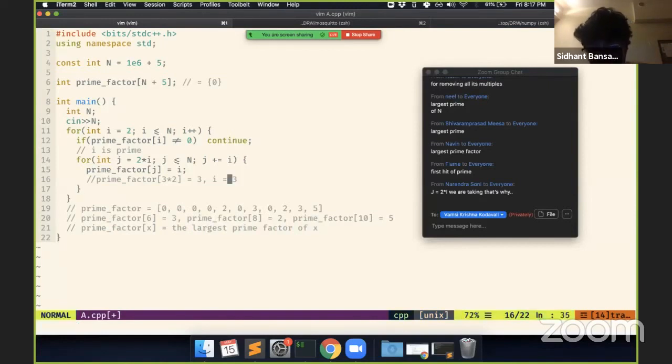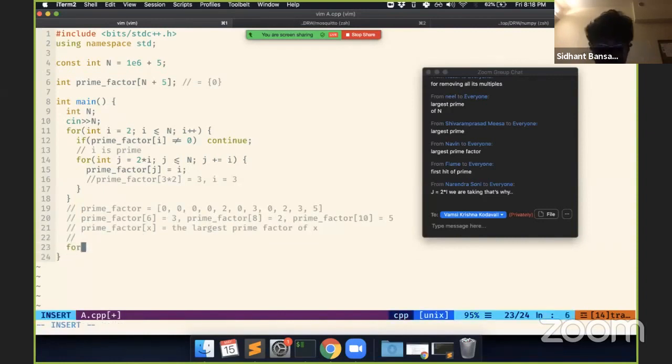Because the value in this position is going to be overwritten again and again till we are able to find the prime factor of j. Let's say j is 10. We found the first prime factor at 2, so we wrote 2 here. Then we found the second prime factor as 5, so we wrote 5 here. So it got overwritten to the largest one, right? So that's how the prime factor array is defined in our case. I hope everyone gets what the definition of the prime factor array is and why it's so.